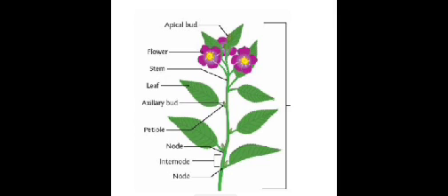The flowers exist from the stems. The stem is the middle part of the plant. It gives support to the plant.